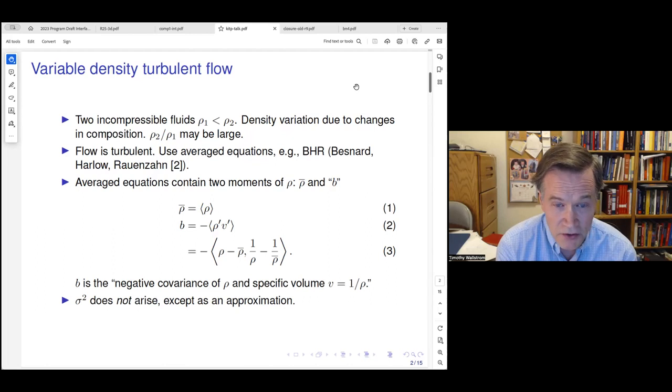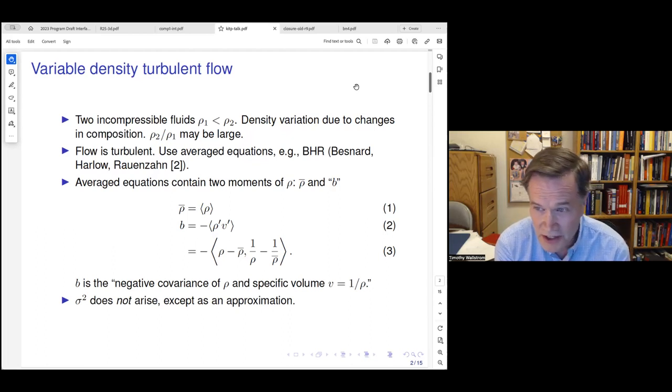So the flow is turbulent, so we're using averaged equations, and the ones that I'm familiar with are the BHR equations. And if you do the averaging, and this is true, I think, in other models, not just the BHR model, what comes out when you just look at the moments involving only the density is you get two moments. One is the mean density, and the other is this quantity called B.